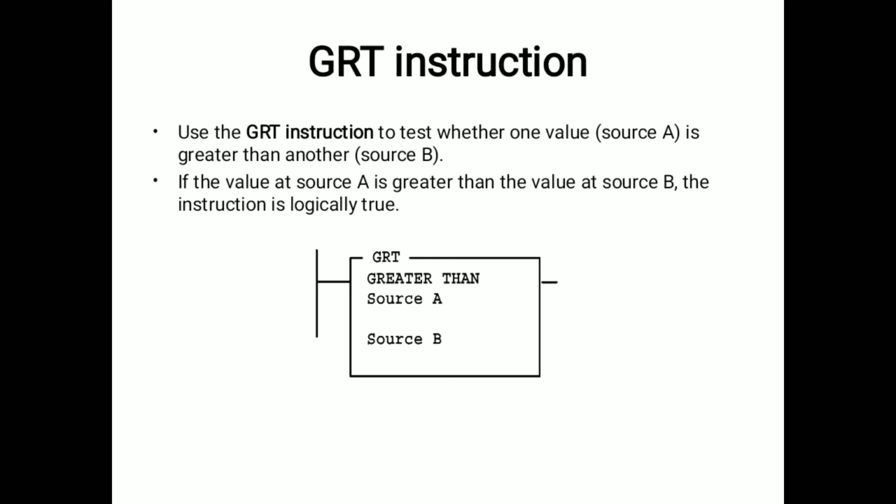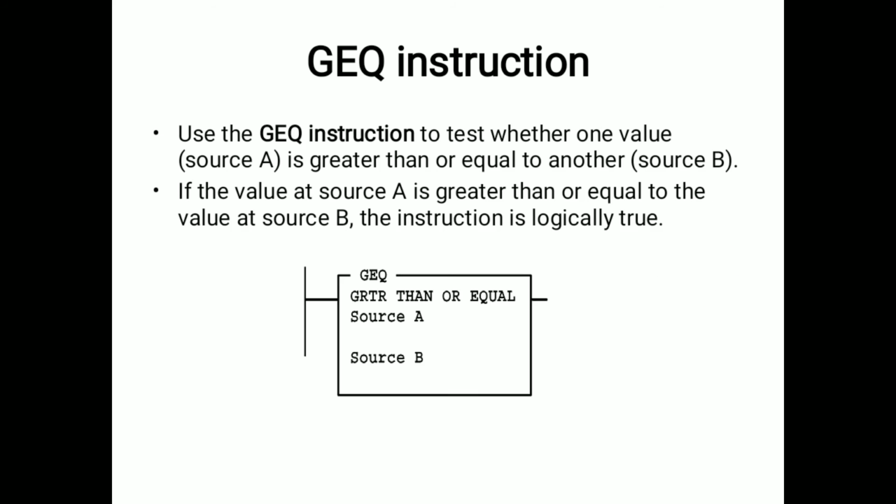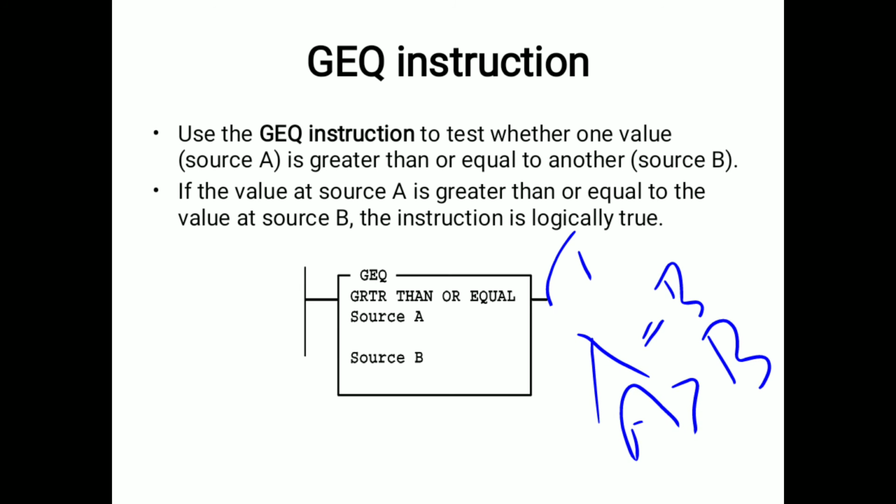Similarly, the greater than instruction tests whether the value of source A is greater than B. If the value of A is greater than B, it will produce output 1. And greater than or equal to produces output 1 when the value of A is equal to B or A is greater than B. In both conditions, it will produce output 1.